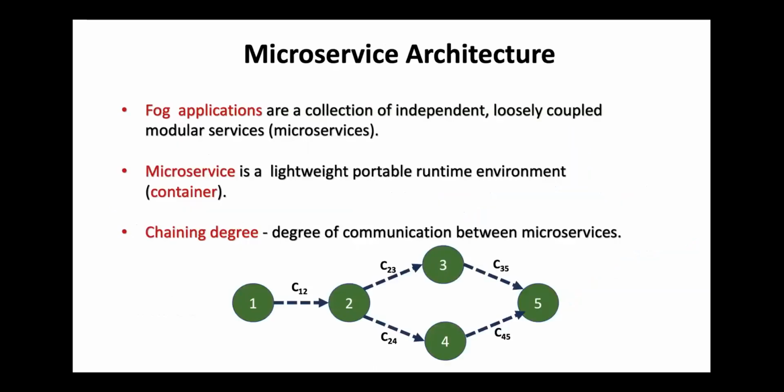Now, what a fog application is. By adopting microservice architecture, fog applications are designed as a collection of independent and loosely coupled modular services called microservices. These microservices are installed in lightweight portable runtime environment called application containers. The figure below shows an example of fog application consisting of 5 microservices. Directed edges indicate the direction of communication, and edge weights show the amount of data flow between microservices, which is referred to as chaining degree.